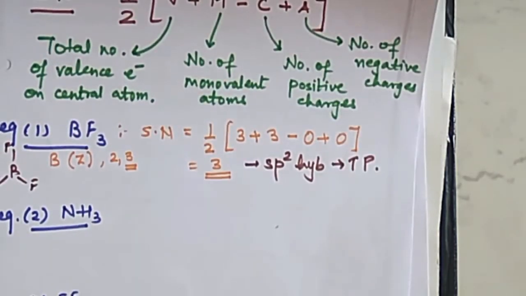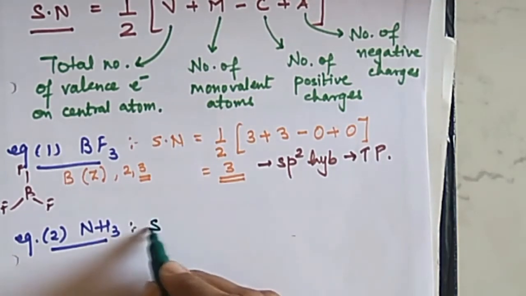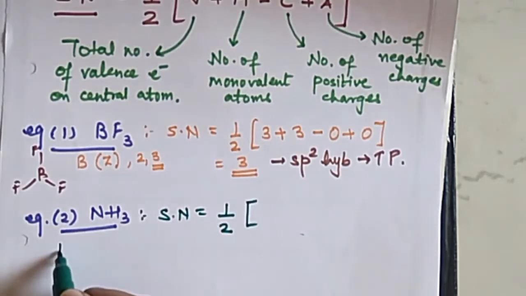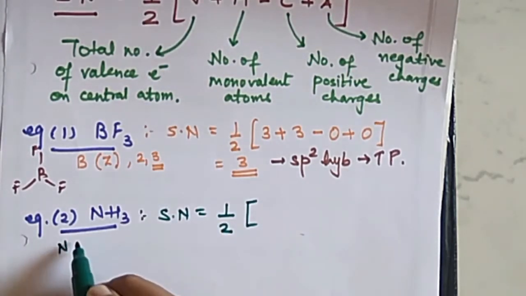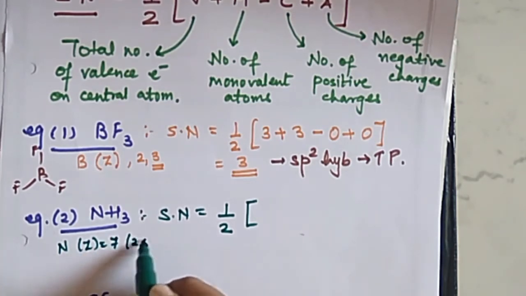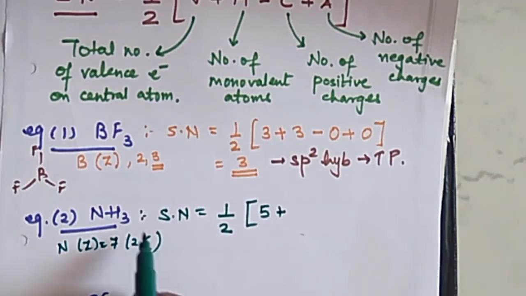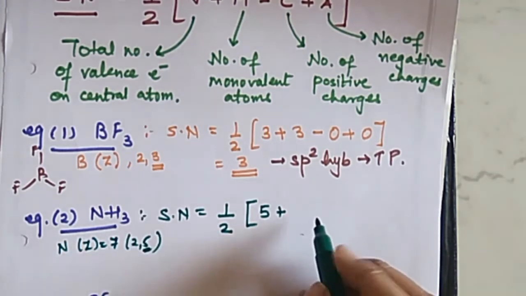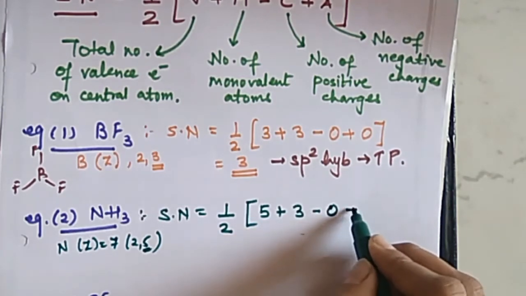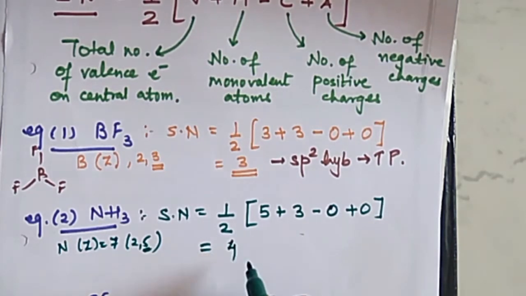Ammonia, NH3. Calculating the steric number first. So steric number is equal to half into the valence electrons present on nitrogen. Atomic number is 7, 7 means 2 and 5. So valence electrons 5. 5 plus the number of monovalent atoms attached. Hydrogen, so how many atoms? 3. Minus any positive charge? No. Any negative charge? No. So 8 divided by 2 means 4.